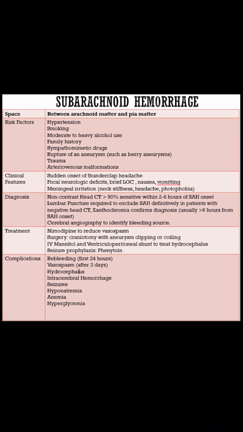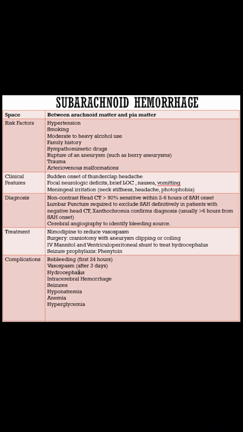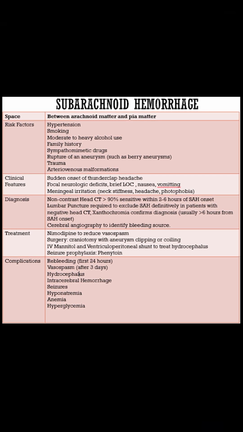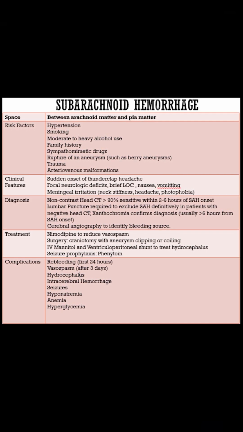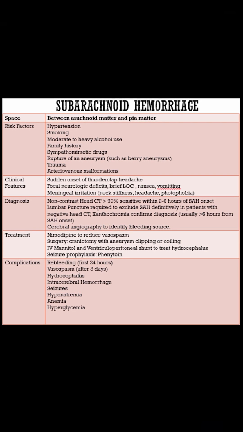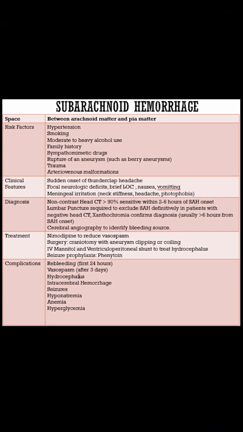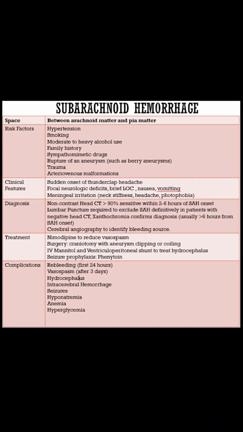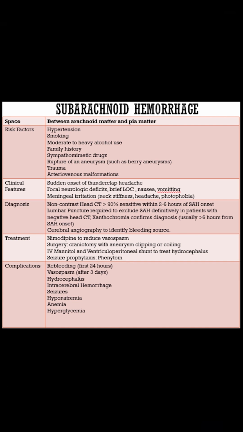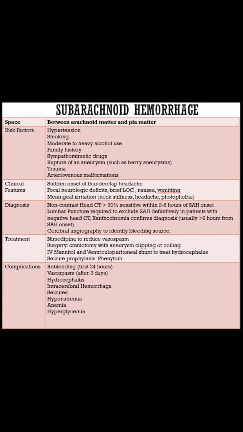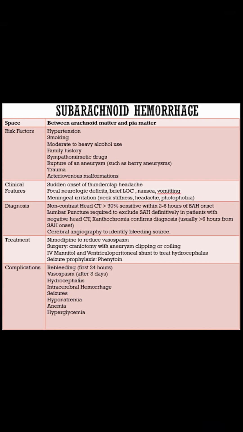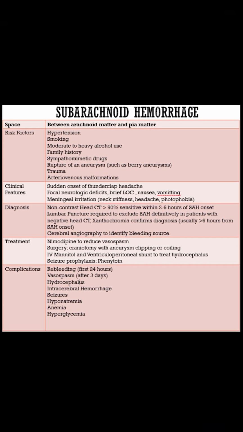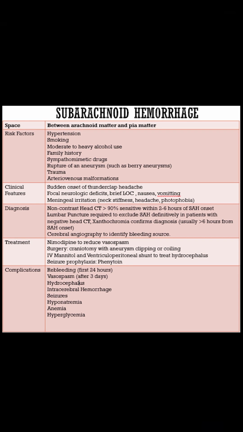The subarachnoid hemorrhage is characterized by sudden onset of thunderclap headache, focal neurologic deficits, a brief loss of consciousness, nausea, vomiting, and signs of meningeal irritation, which include neck stiffness, headache, and photophobia. A non-contrast CT scan of the head is sensitive within 2 to 6 hours of subarachnoid hemorrhage onset. A lumbar puncture is required to exclude subarachnoid hemorrhage in patients with a negative CT scan of the head, and xanthochromia on lumbar puncture confirms diagnosis.